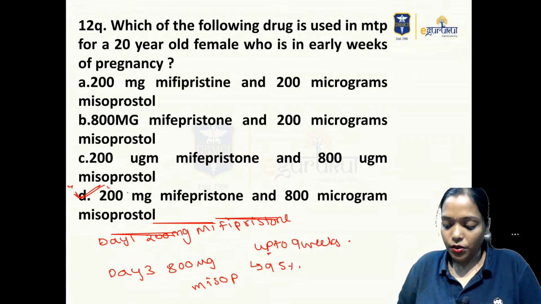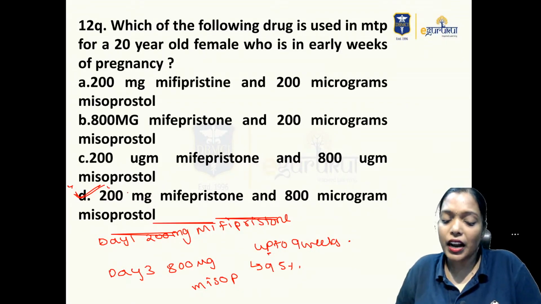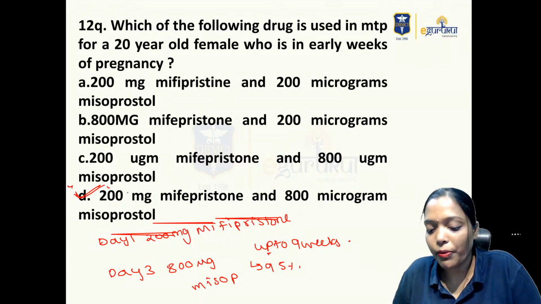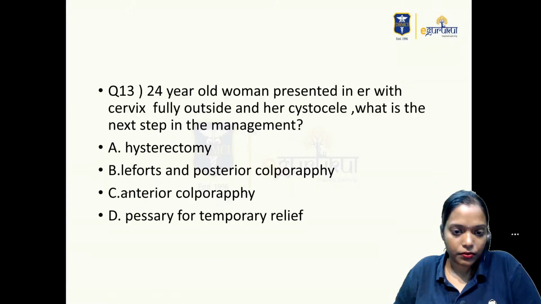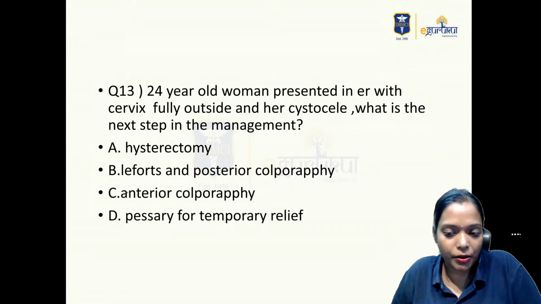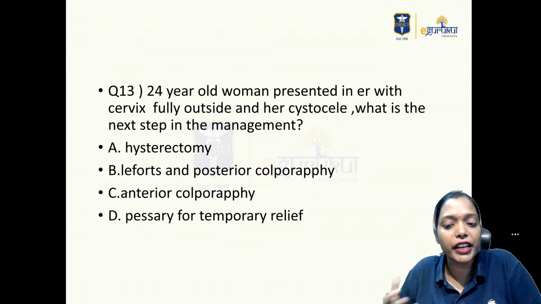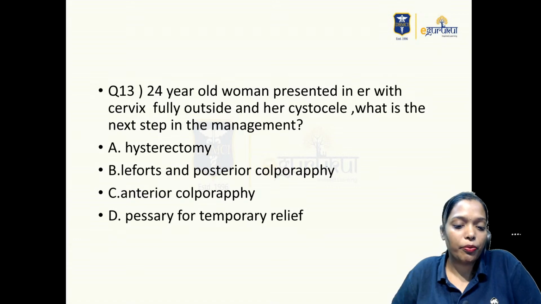Okay, so here the answer is 200 milligrams of mifepristone and 800 micrograms of misoprostol. A 24-year-old woman presented in the emergency department with the cervix fully outside and she has a cystocele. What is the next step of management?